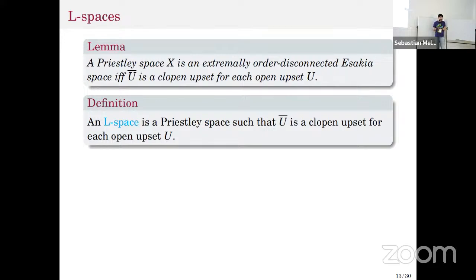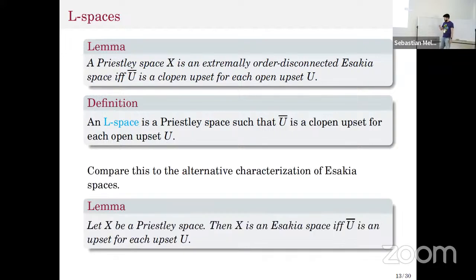The L stands for locale, localic space. So I guess I forgot I had this on my slide here because I already mentioned it, but you can compare this definition to this one. I think it's even possible to add open here. I'm not quite sure, I didn't check. And then they become even more similar.